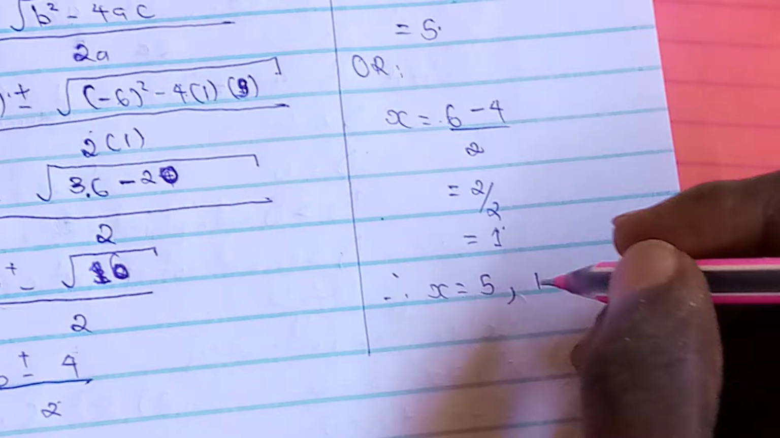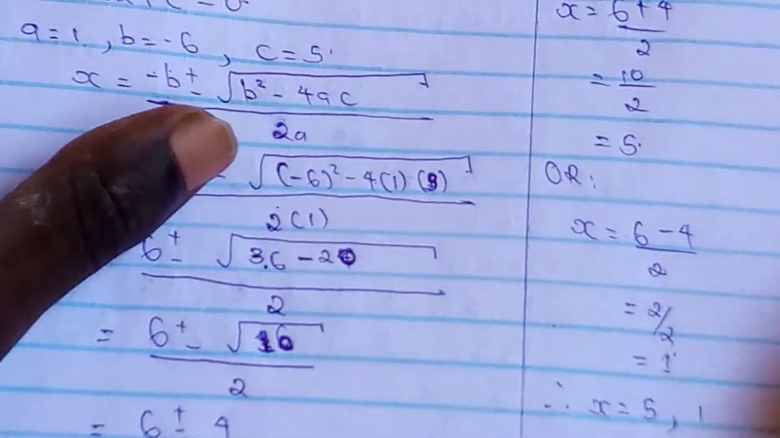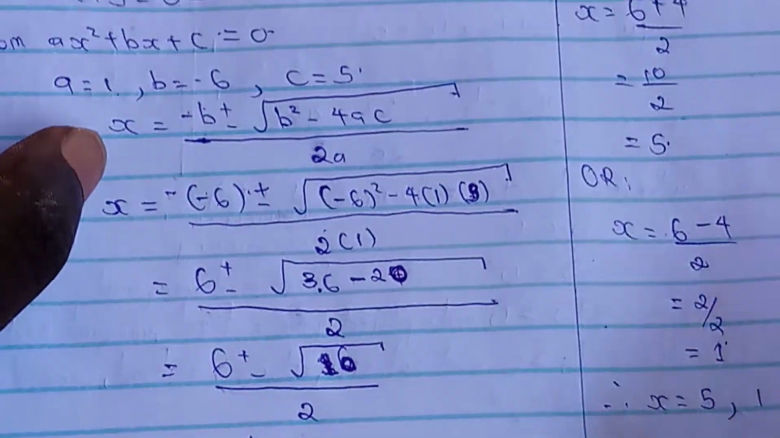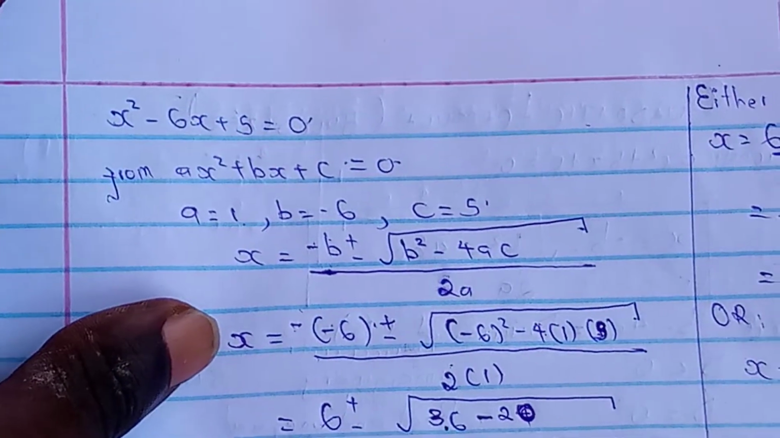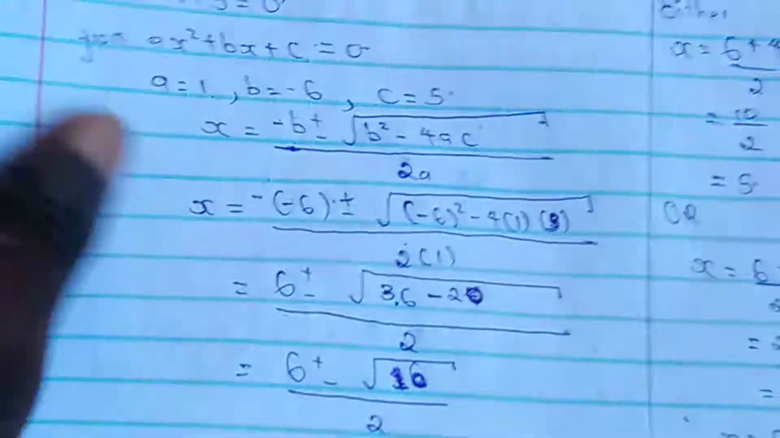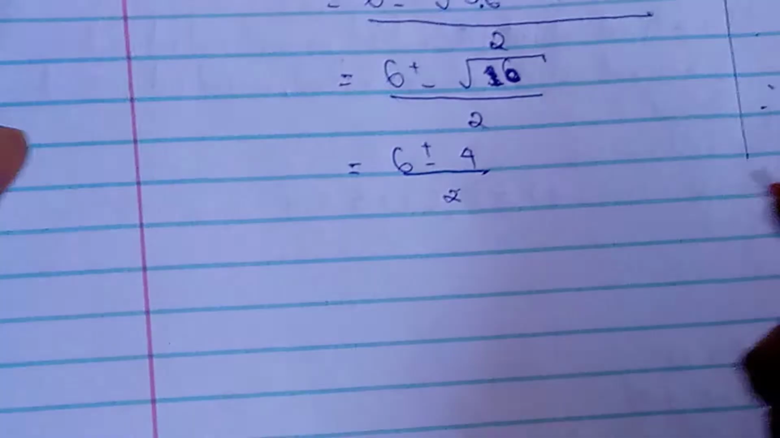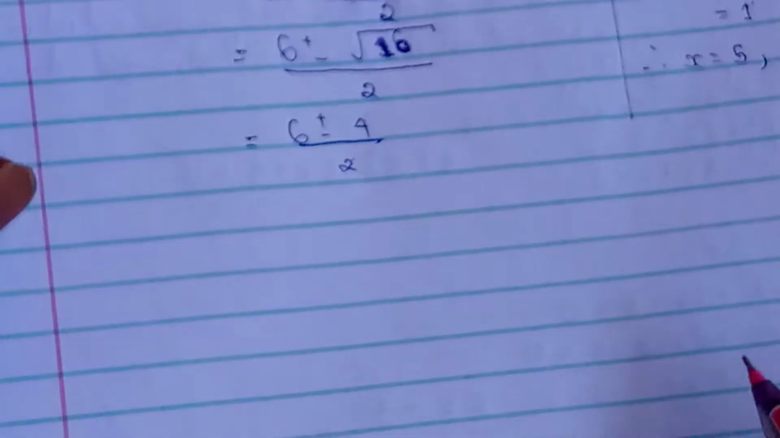You know how to prove whether these answers are correct. If not, you can go and check out the first video. Just substitute the 5 into the equation and it should equate to 0, and substituting the 1 into it should also equate to 0, as we showed in our previous question. Let me try out example number 3.